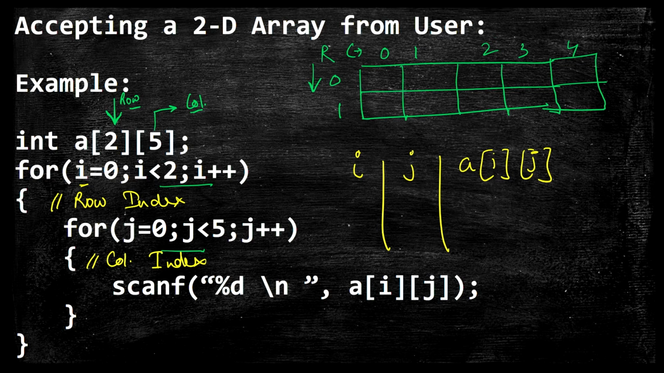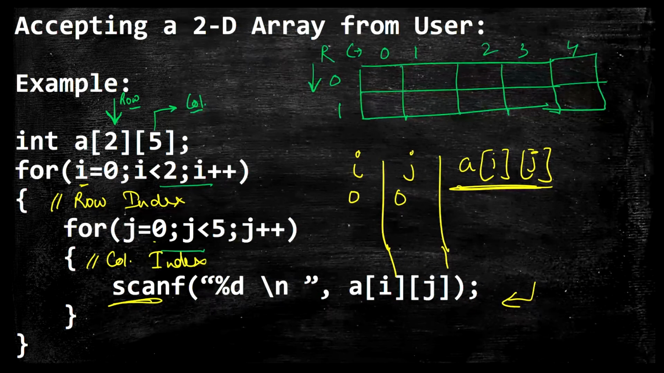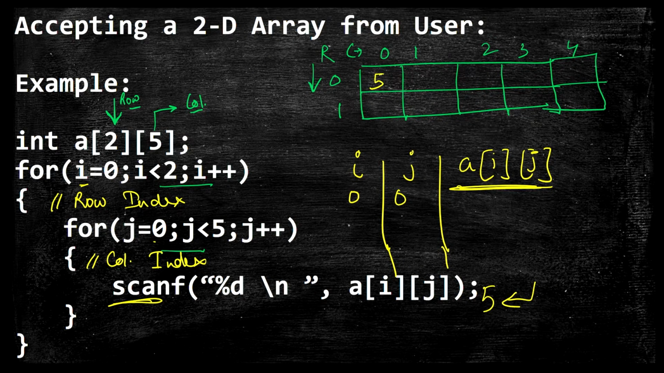Let's see. When i is 0, the j loop is entered. After the j loop is entered, j is 0, so i is 0, j is 0, a[0][0]. At this point there is a scanf, right? When scanf is interpreted, the compiler will demand the number to be placed at this index, that is a[0][0]. Now if I write 5 and press enter, what will happen? The 5 will be inserted in this position in the memory, that is the 0th location of the array. After this, j increments to 1.